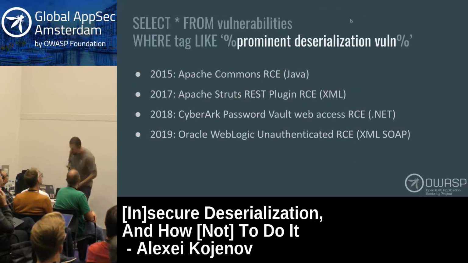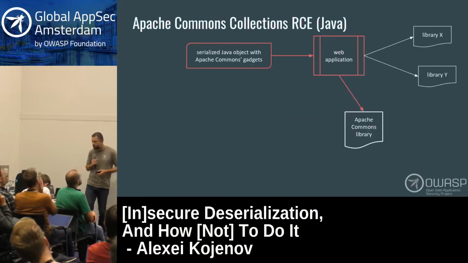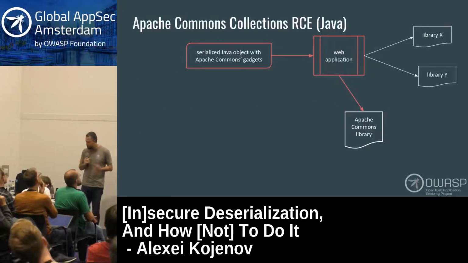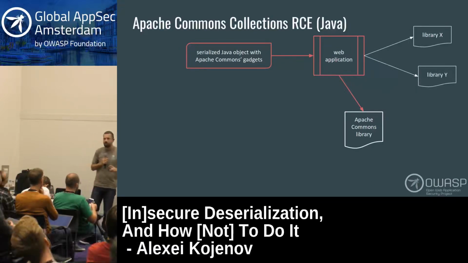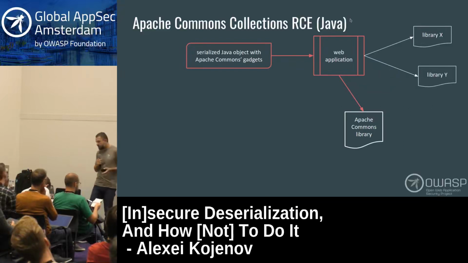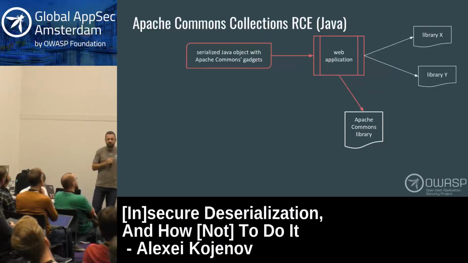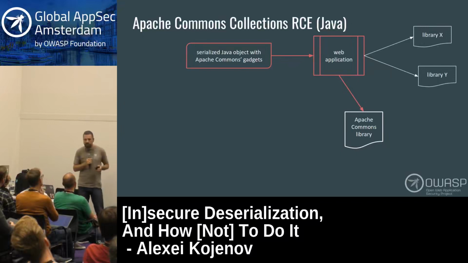Okay, let's switch the topic a little bit and talk about some big vulnerabilities in the last few years that had insecure deserialization as the root cause. The first one I want to talk about is Apache Commons Collections remote code execution. So let's say you have a web application that is using several libraries on the backend. And one of those libraries happens to be Apache Commons library, or Apache Commons Collections, actually. That library has a bunch of reusable Java classes. It's very popular, and many applications are using it.